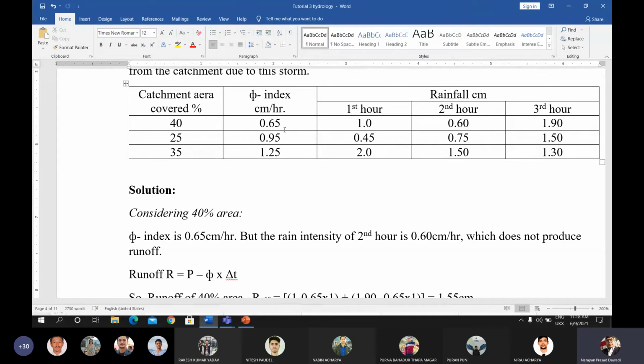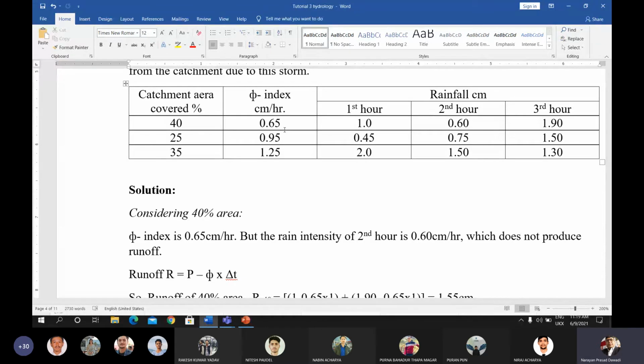Similarly, for the second hour, the intensity is 0.60 but the phi index is 0.65. So infiltration is more than the rainfall. That's why this rainwater is totally soaked by the soil. It is totally infiltrated and absorbed by the soil, so there is no runoff. For the second hour, 0.60 centimeter does not produce runoff. For the third hour, 1.90 is greater than 0.65, so 1.90 produces runoff.